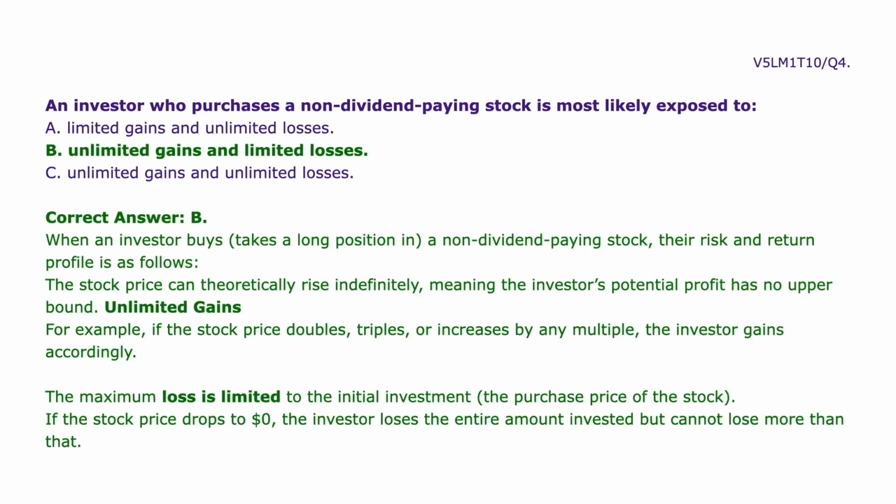When you buy or go long a stock, if the stock price goes up a lot, your gain can be very large, theoretically with no upper limit. If the stock price goes down, the worst case is the stock price falls to zero. You lose only the amount you paid, your investment. So gains are unlimited. Losses are limited to what you invested. Option B is correct.